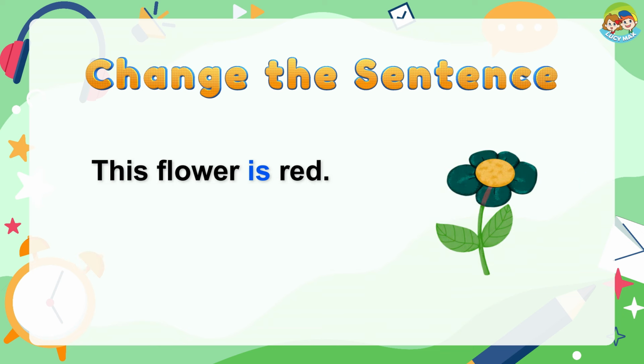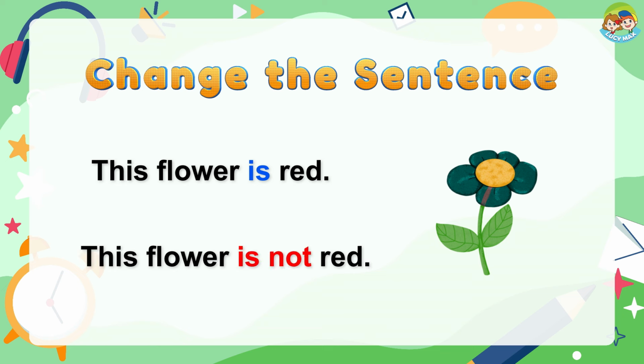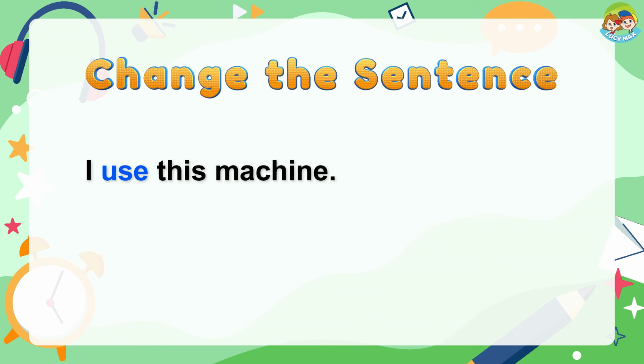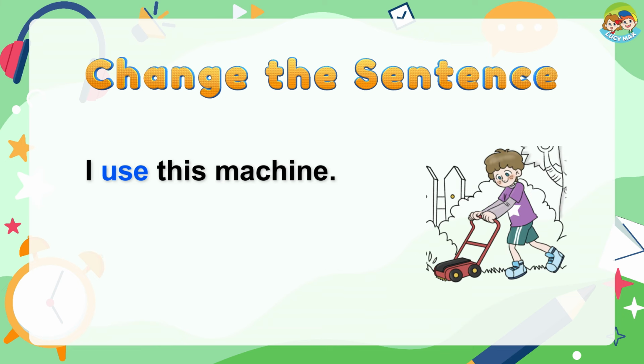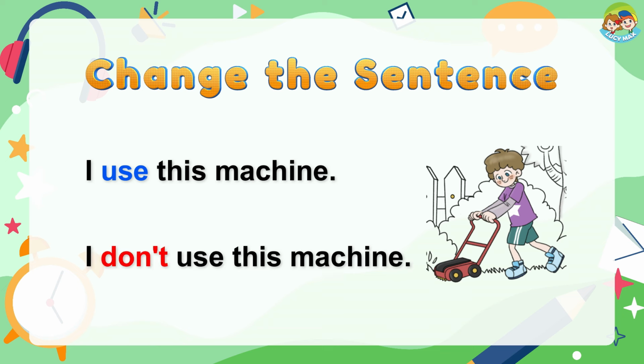This flower is red. Once again, put not after be verb. This flower is not red. I use this machine. We have a base verb, so we use a do verb. I don't use this machine.